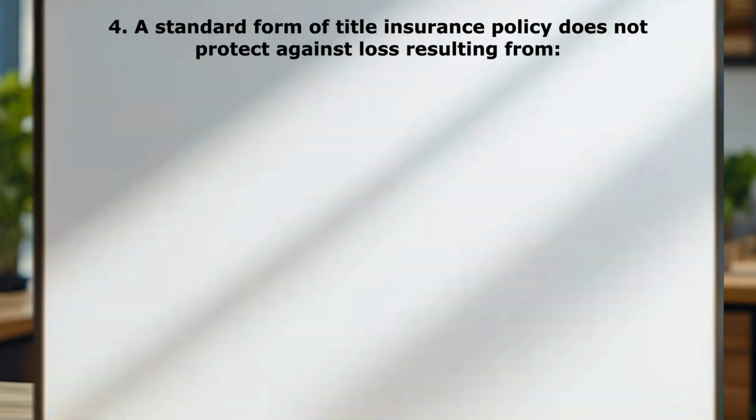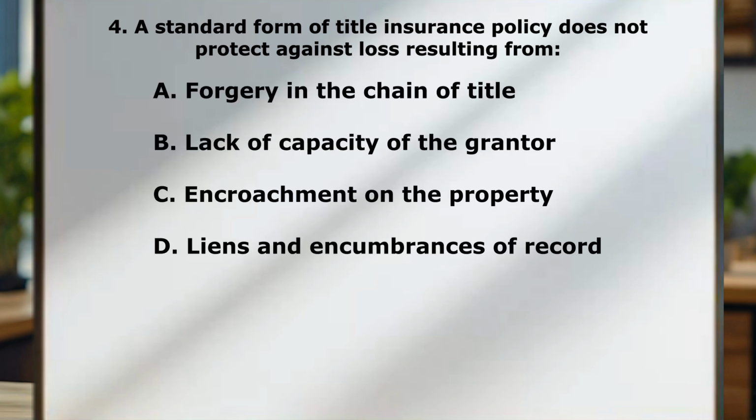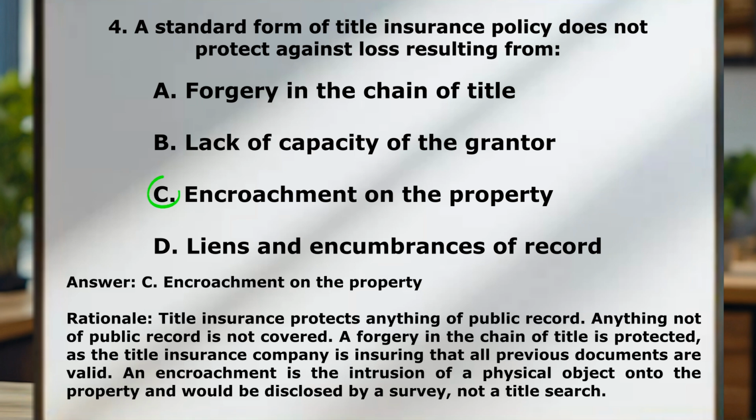Question number 4. A standard form of title insurance policy does not protect against loss resulting from A. Forgery in the chain of title. B. Lack of capacity of the grantor. C. Encroachment on the property. D. Liens and encumbrances of record. The answer here is C. Encroachment on the property. So title insurance protects everything related to public record. Anything not of public record is not covered.